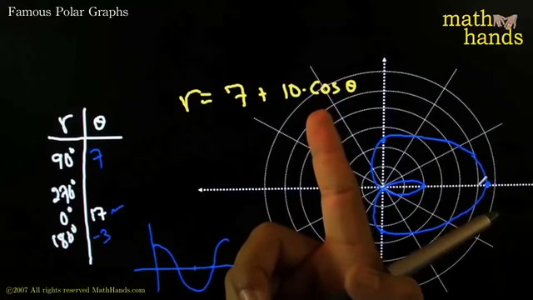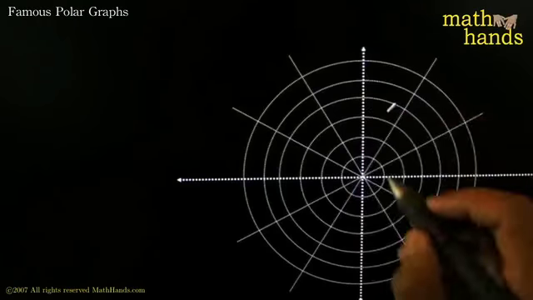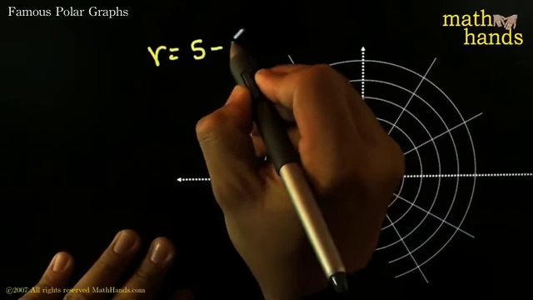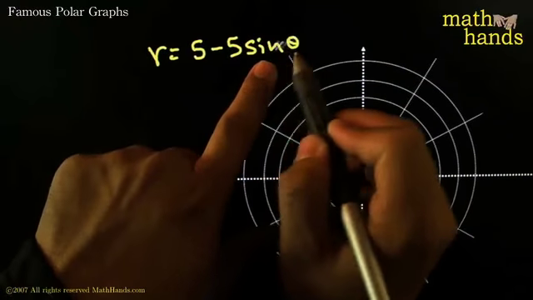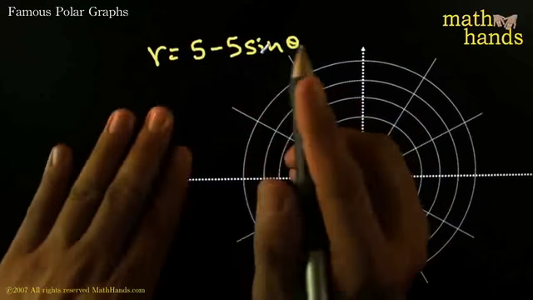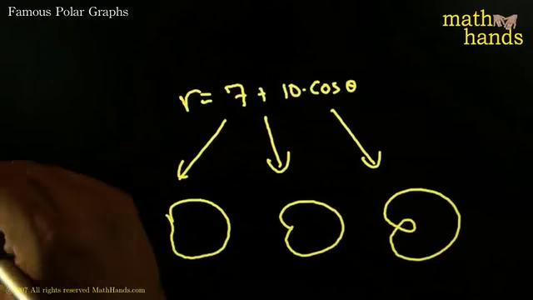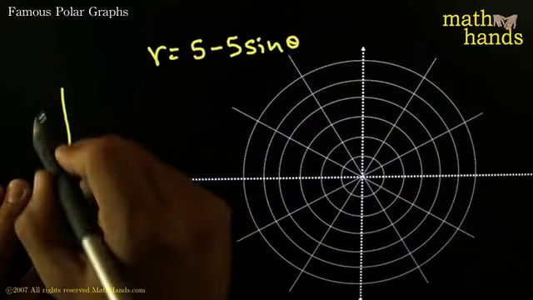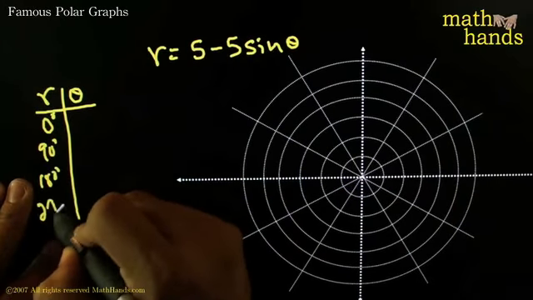Here, let's try another one of those super famous ones. Let's try this one. r is equal to 5 minus 5 sine theta. Again, a constant, another constant, and a sine or a cosine theta. If you got it exactly like this, it's super famous. It's one of these, except it might be shifted or flipped, but it's one of these shapes for sure. Okay, if you don't know which one it is, it's easy. You just plot the 4 important points: 0 degrees, 90 degrees, 180 degrees, 270 degrees, and you're good to go.